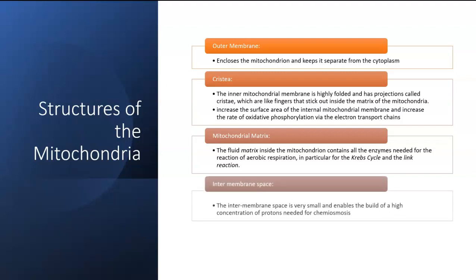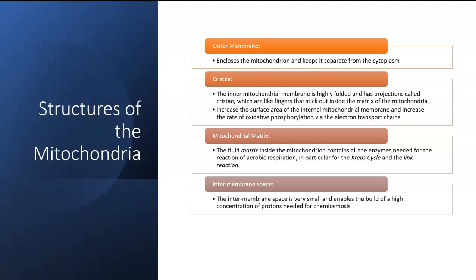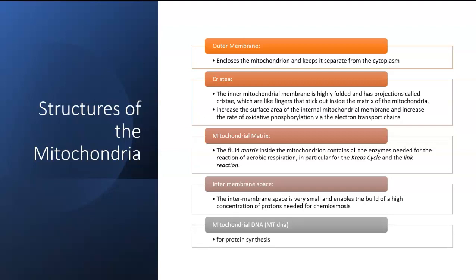And then our intermembrane space. The intermembrane space is very small and enables the build-up of a high concentration of protons needed for chemiosmosis. We also have mitochondrial DNA, that's often called mtDNA, and this is for protein synthesis.